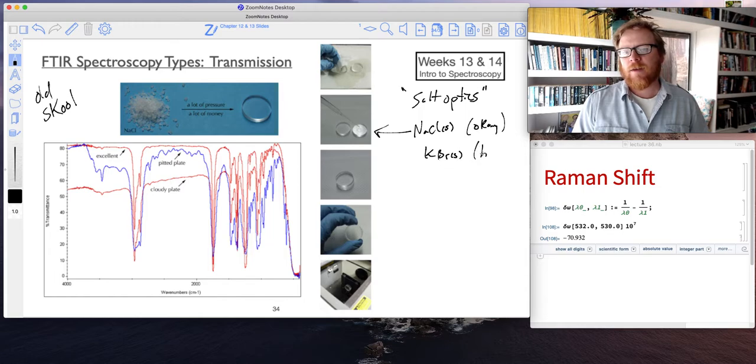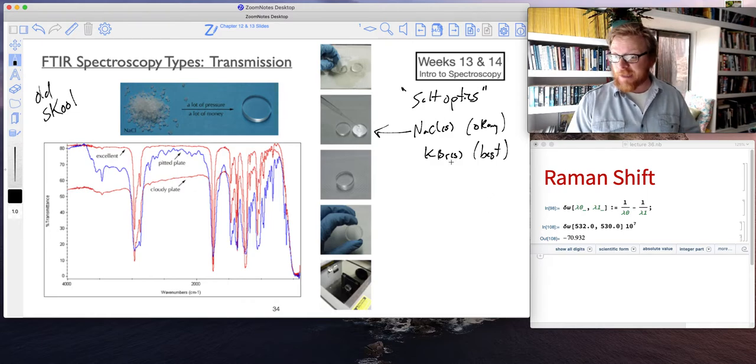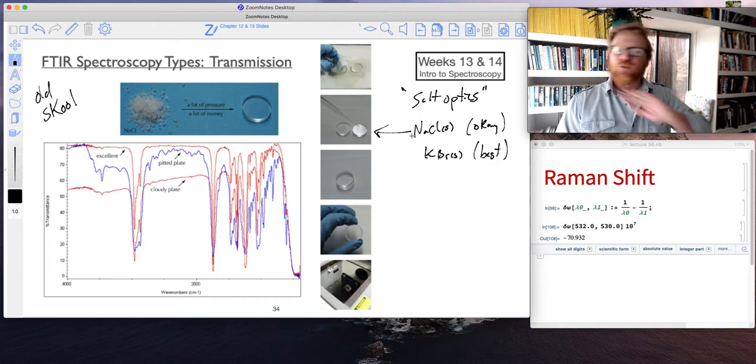KBr is best, and that's due to the hygroscopicity. Sodium chloride takes on water. That's what hygroscopicity means. It'll take on atmospheric water. And once these things take on water, or any other material that it is soluble in, your optic is ruined.